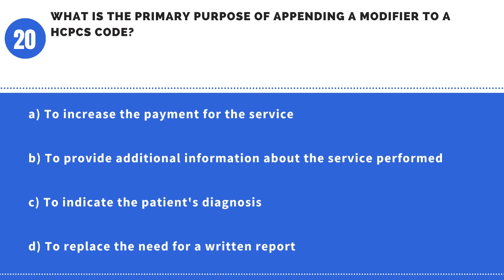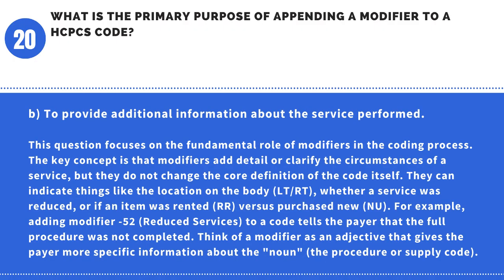Question 20. What is the primary purpose of appending a modifier to a HCPCS code? A. To increase the payment for the service. B. To provide additional information about the service performed. C. To indicate the patient's diagnosis. D. To replace the need for a written report. Answer: B. To provide additional information about the service performed.